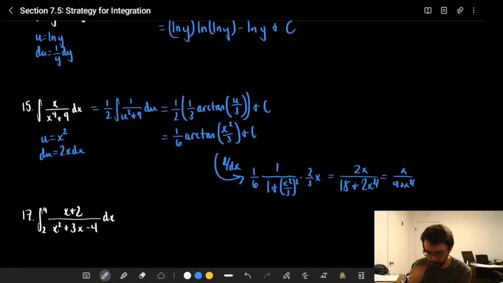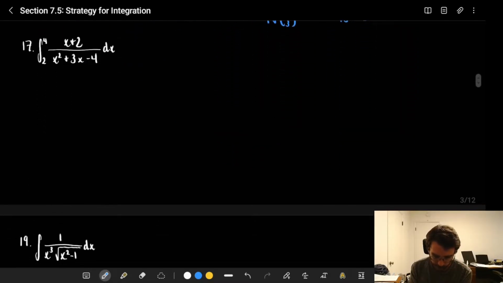Okay, let's try not to lose steam. Let's keep on chugging. Definite integral. I see a quadratic on the bottom. I'm hoping I can factor it and do partial fractions. Does it factor? x minus 1 plus 4? Yeah, it works.